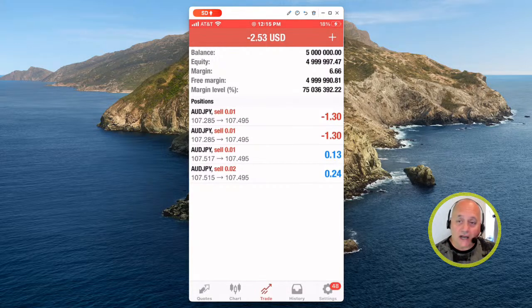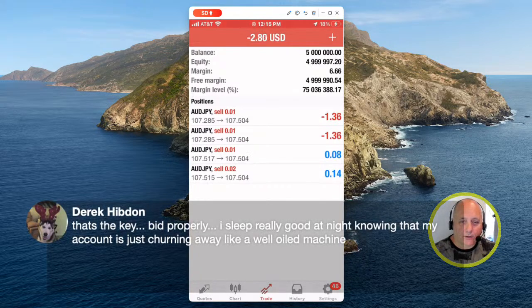This algorithm was not developed to share with you. This algorithm was not developed as a business. This algorithm was not developed to create a subscription for. This was developed for me personally, by me personally. And I was like, this is so damn good, I've got to share it with the world. Derek says, that's the key. Bid properly. I sleep really good at night knowing that my account is just churning away like a well-oiled machine.